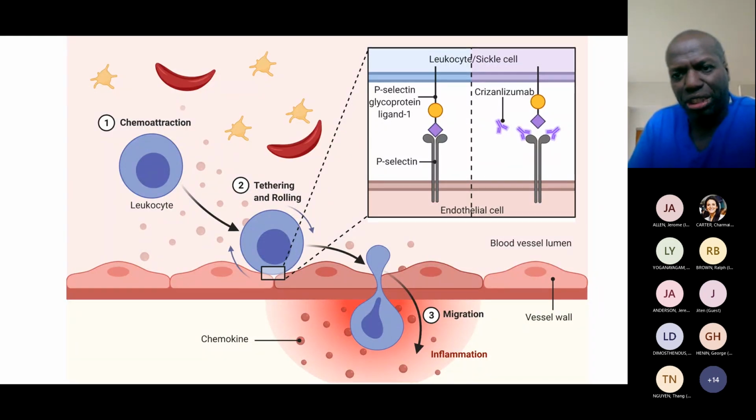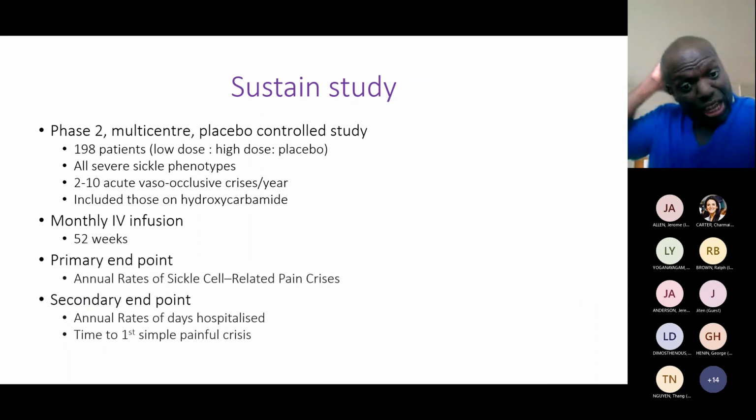And the theory is that if you can ameliorate that interaction, then you can modify sickle cell disease and its downstream implications. So crizanlizumab was studied initially in several trials. The most pivotal one was the SUSTAIN study, a phase 2 multi-center trial that looked at patients who had a severe sickle phenotype and had several vaso-occlusive crises over the course of a year.